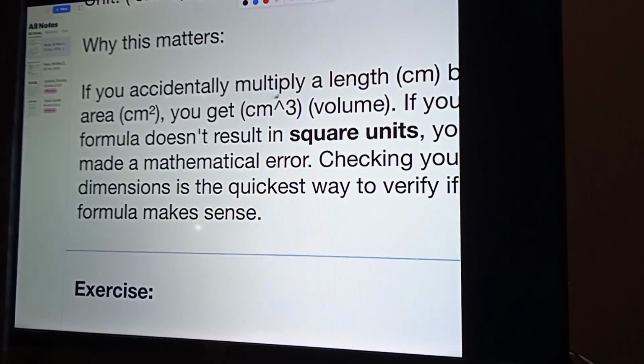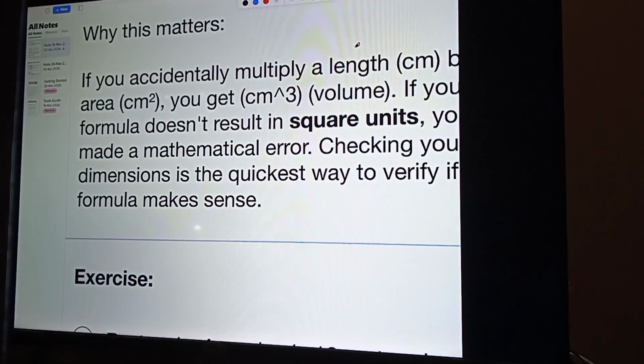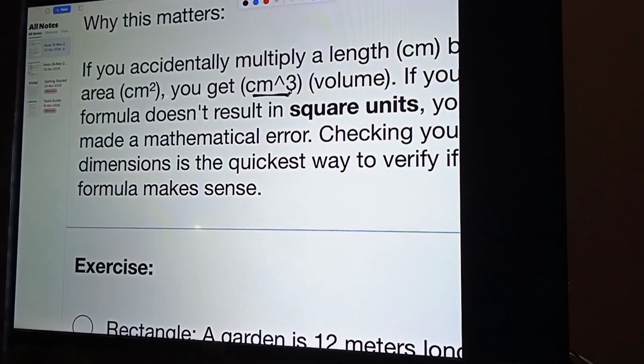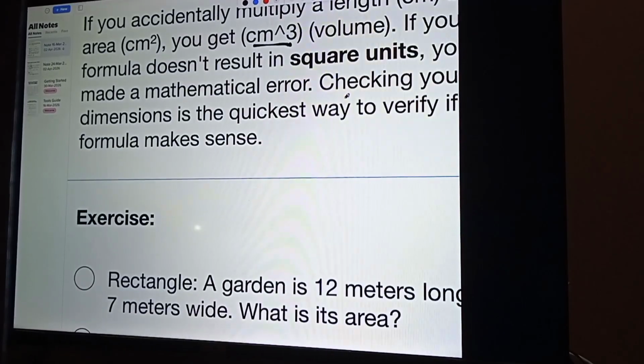This matters because if you accidentally multiply a length by a square centimeter, you get centimeter cubed, and the answer will be wrong. In this lecture, we calculated area for two-dimensional shapes.